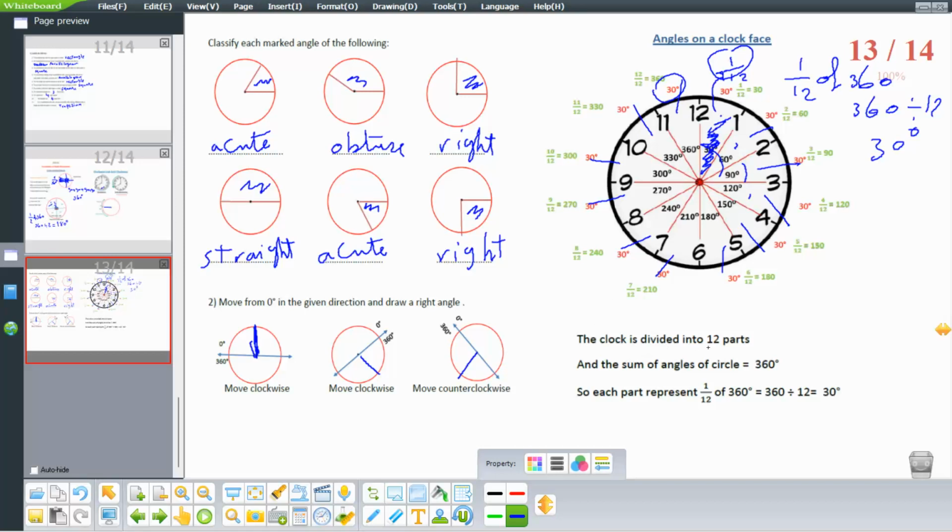So the clock is divided into 12 parts and the sum of angles of a circle is 360. So each part represents 1 over 12 of 360. It will be 360 divided by 12 equals 30.